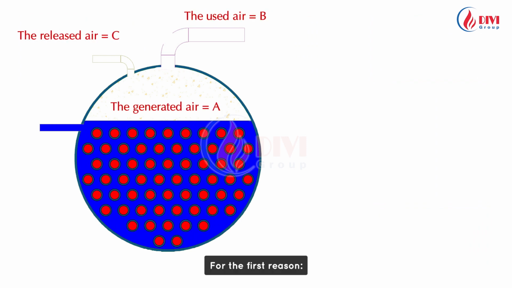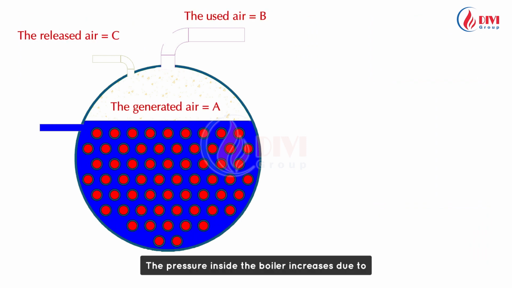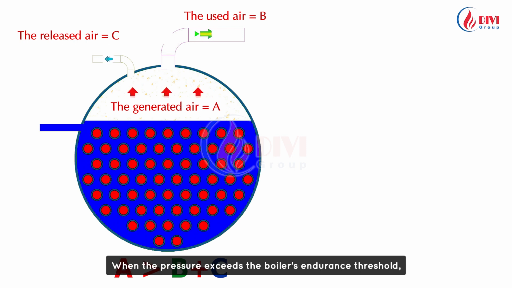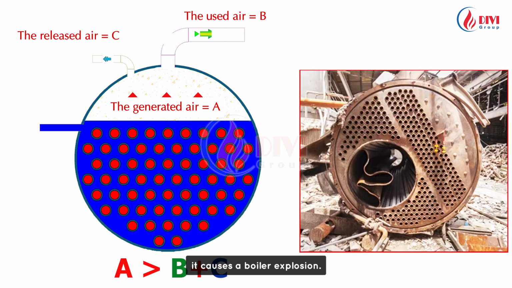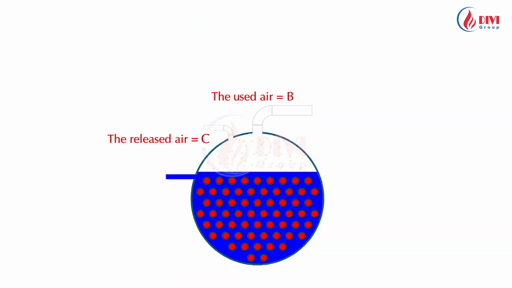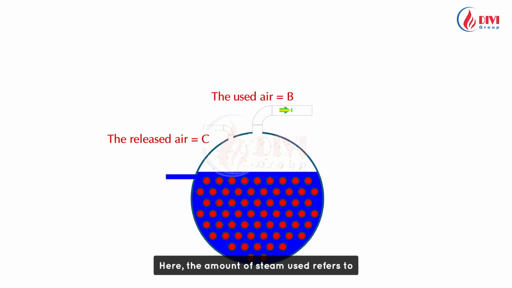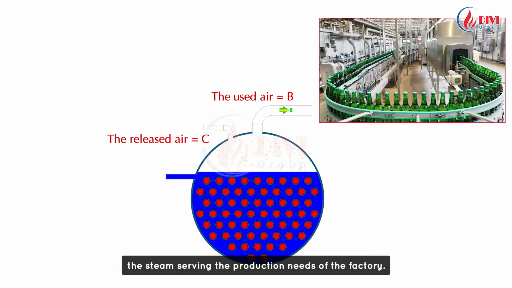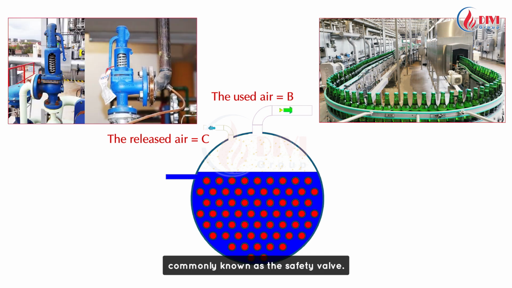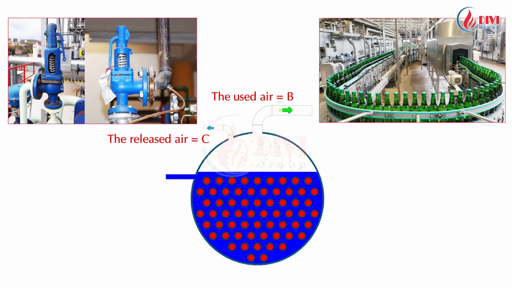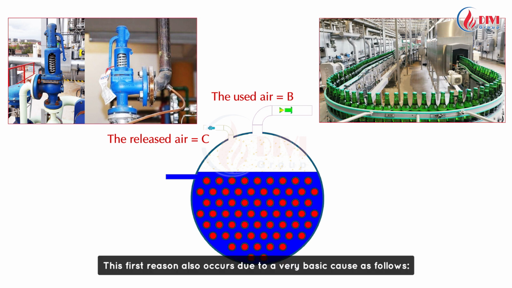For the first reason, the pressure inside the boiler increases due to the amount of steam produced being greater than the total amount of steam used and discharged. When the pressure exceeds the boiler's endurance threshold, it causes a boiler explosion. Here, the amount of steam used refers to the steam serving the production needs of the factory. The steam discharged is the amount of steam escaping through the pressure protection device, commonly known as the safety valve. This first reason also occurs due to a very basic cause as follows.